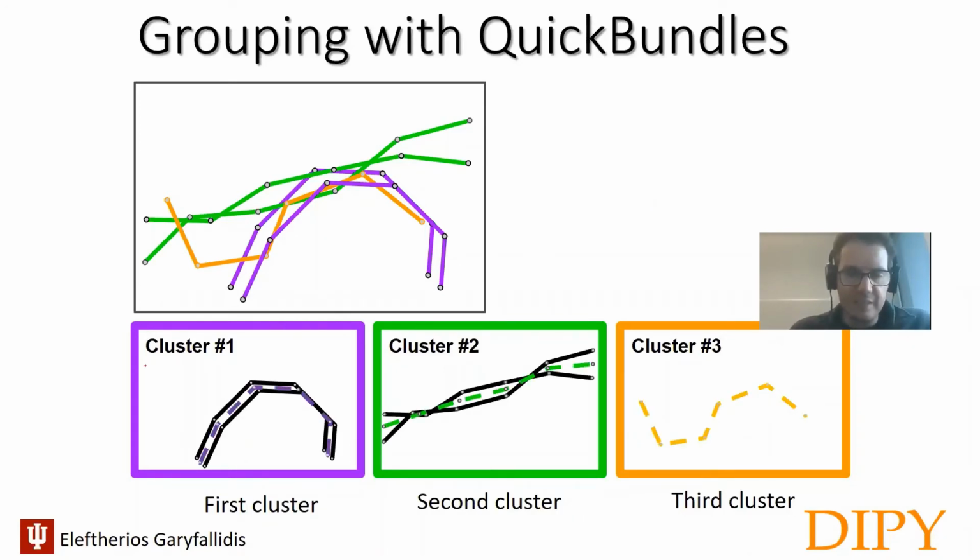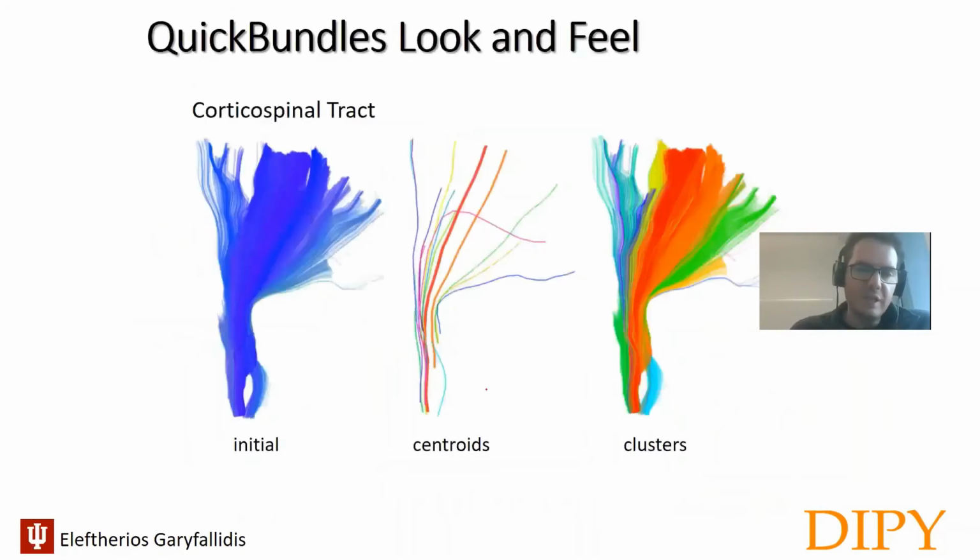Oh, I should say this, notice also that at the end, the centroids are updated, and you can see the different centroids here. That's the final result of the centroids. All right. So here is how QuickBundles looks for the corticospinal tract. You can see here the corticospinal tract.